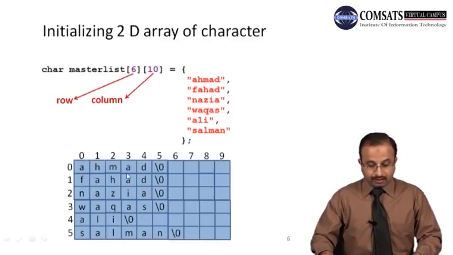So the first string is Ahmed, terminated by the null character. Second string is Fahad, terminated by the null character. Second last string is Ali, terminated by the null character, and the last string is Salman, terminated by the null character.